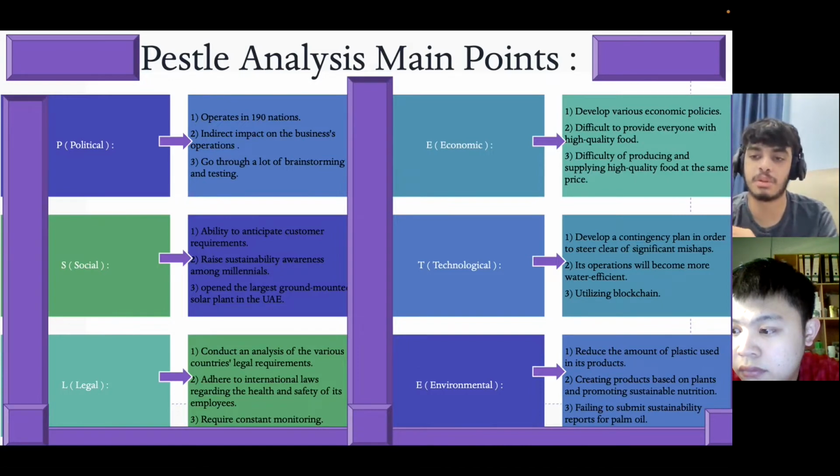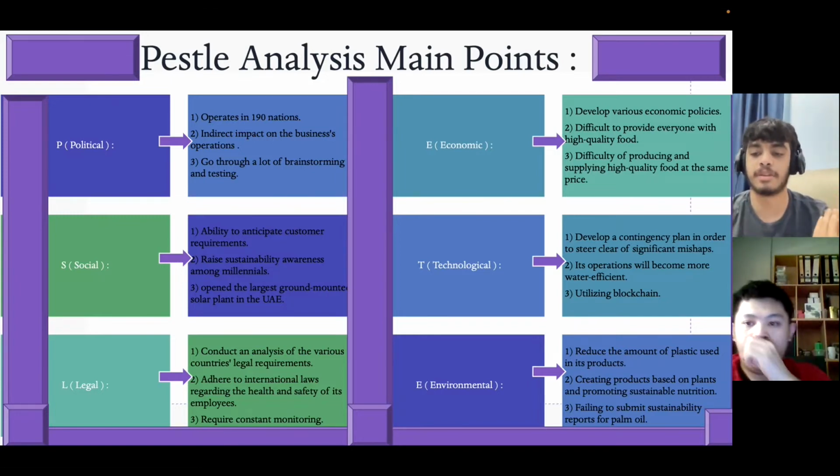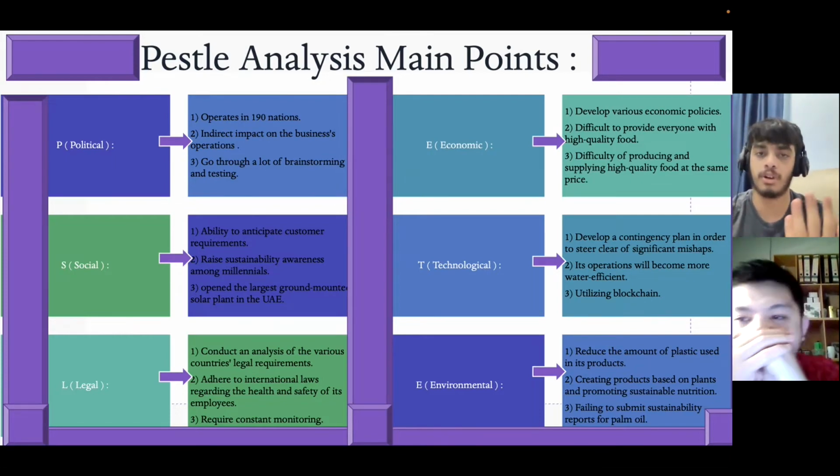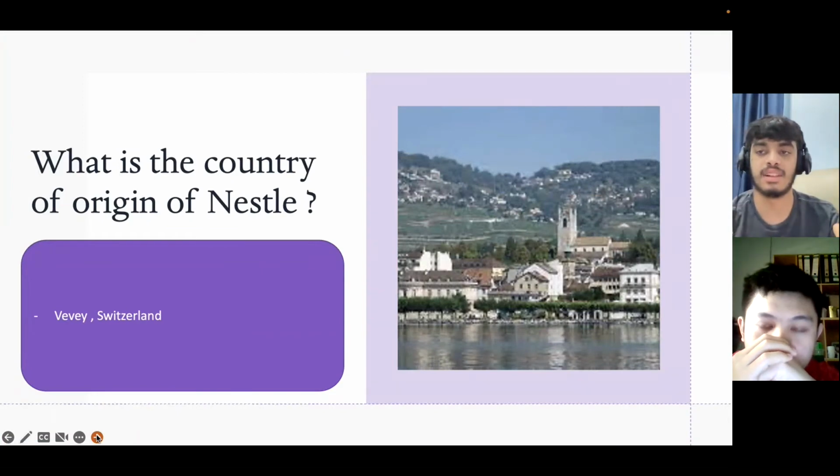Its operations will become more water efficient, and it also utilizes blockchain. So now for our final factor of PESTLE analysis, these three remaining points would be reducing the amount of plastic used within its products, creating products based on plants, and promoting sustainable nutrition, and lastly, failing to submit sustainability reports for palm oil. So basically, that is all for our PESTLE analysis part.